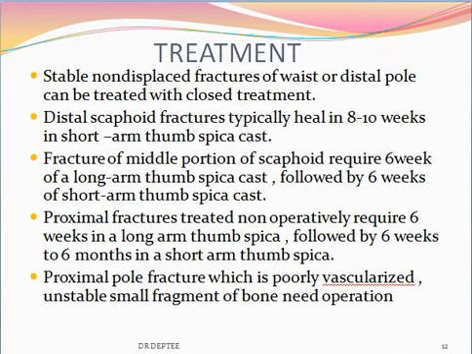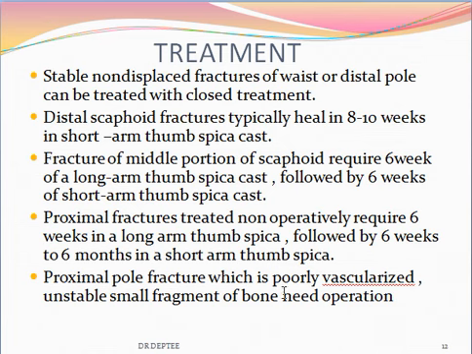When we talk about the treatment of scaphoid fracture, stable non-displaced fractures of the waist of scaphoid or the distal pole can be treated with closed reduction. If there is a distal scaphoid fracture, it heals within 8 to 10 weeks. So we could give short arm thumb spica casts. Fractures of middle portion of the scaphoid require 6 weeks of long arm thumb spica cast, which are followed by 6 weeks of short arm thumb spica cast. Then the proximal fractures are treated non-operatively and require 6 weeks of immobilization in a long arm thumb spica. Again, same, followed with a short arm for the coming next 6 weeks.